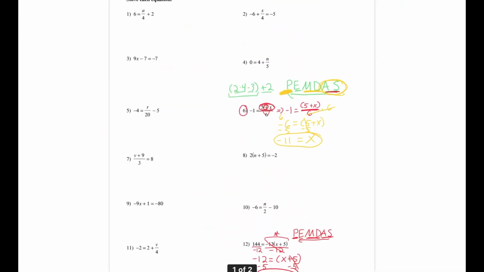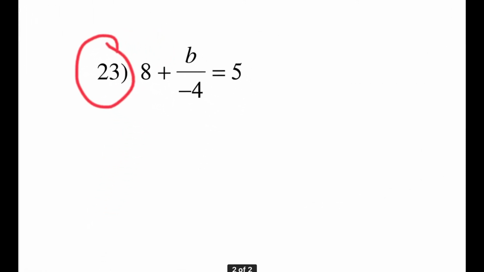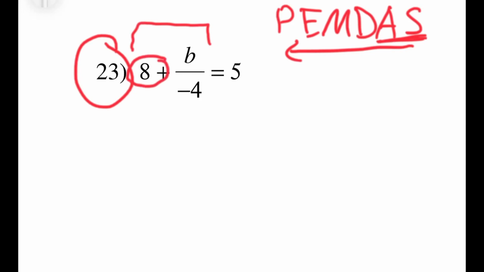Now let's go to 23. Again, if you need to, write out our PEMDAS. Going backwards. Is there any addition or subtraction on the side of the variable that we need to handle first? Yes, there is. We have a positive 8. So since it's a positive 8, we're going to subtract 8 from both sides. And we're left on the left side with b over negative 4 equals 5 minus 8, which is negative 3.